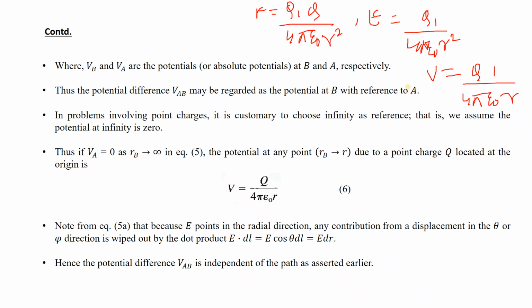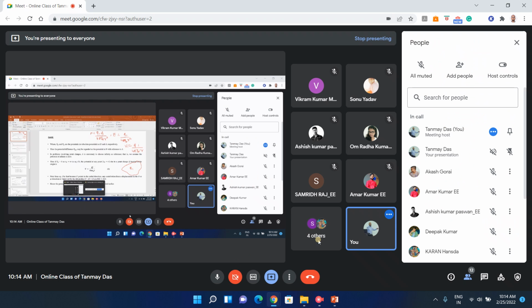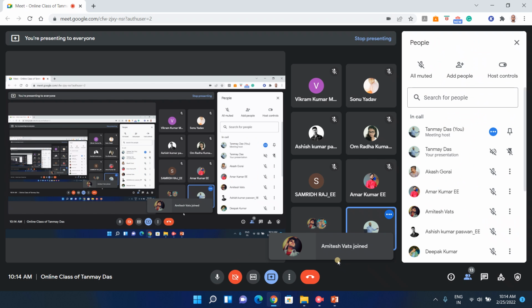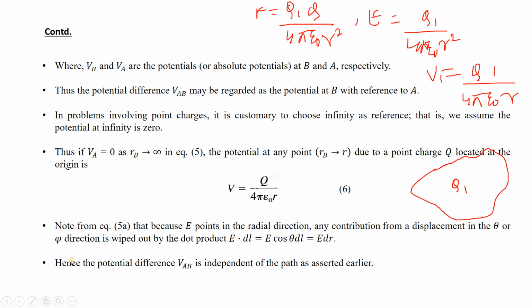Suppose V1 is the potential due to the Q1 charge at a particular point. If you have a point charge Q1, it has an electric field around it, and at this particular point the electric field is E1.